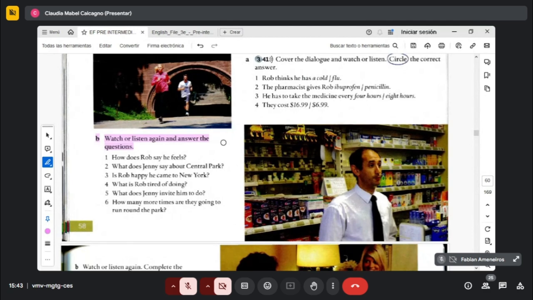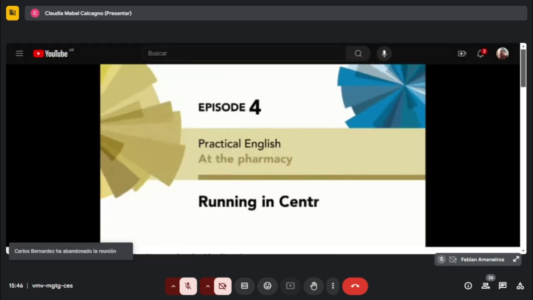How does Rob say he feels? What does Jenny say about Central Park? 3, is Rob happy he came to New York? 4, what is Rob tired of doing? 5, what does Jenny invite him to do, and how many more times are they going to run around the park? Okay, so you've got some questions. Remember that I'm going to play the video so you can listen and watch it, but I'm going to play it twice. Okay, so you have time to work with these questions.